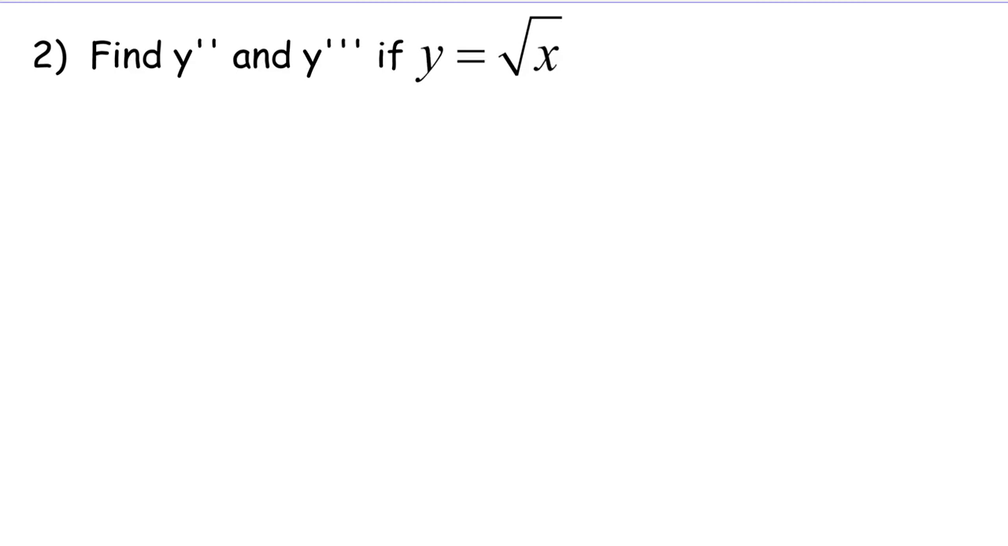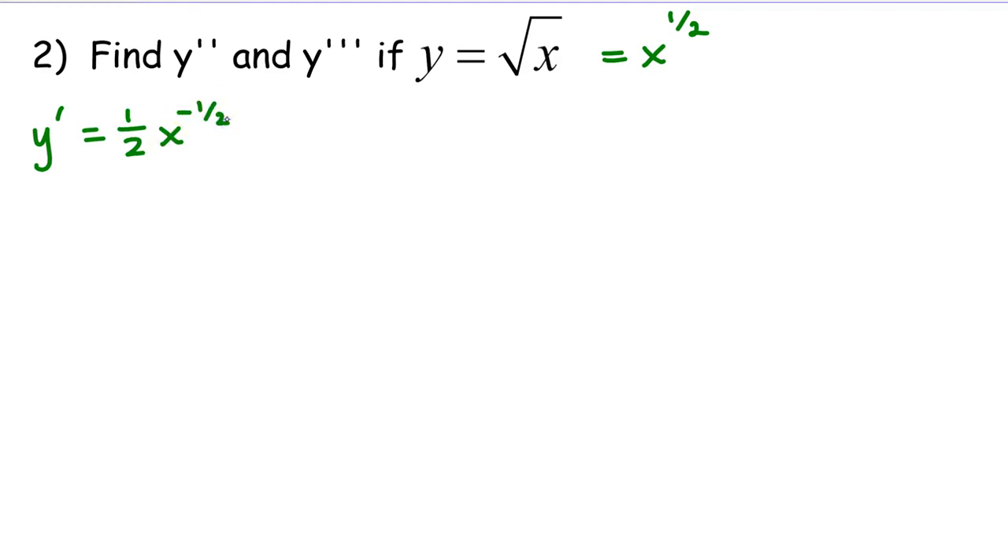Here I have the kind of notation where we're sort of fusing the two. So it's y prime, y double prime, y triple prime. And our function y is y equals square root x, which I would like to rewrite as x to the 1/2. So let's find y prime, and then after that we can find y double prime, and then after that we can find y triple prime. So I'm going to use the power rule, bring down the old power, subtract 1 from it to get the new power.